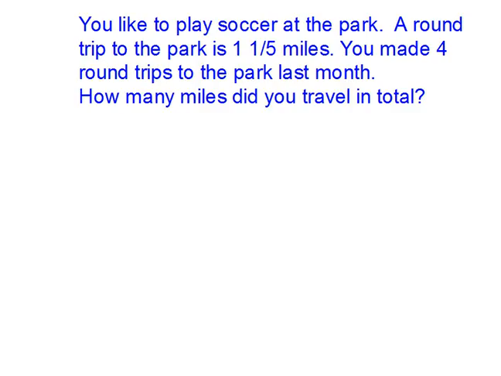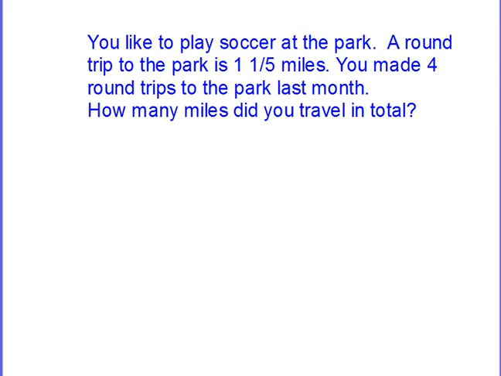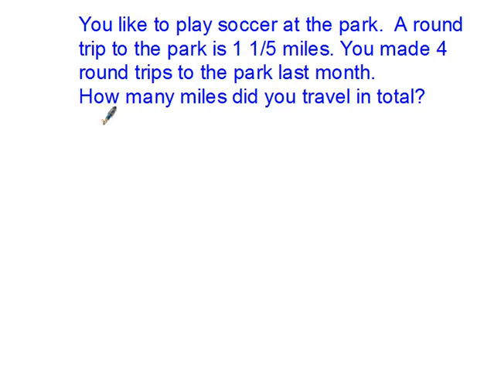So the first thing I would like you to do is come up with your equation. Well, I know 1 1/5 is a number I need, and I know I made 4 equal trips. So I am looking for a product because I know I have equal trips. Now remember that when you multiply, you can either change this to an improper fraction and multiply, or you can multiply each part.